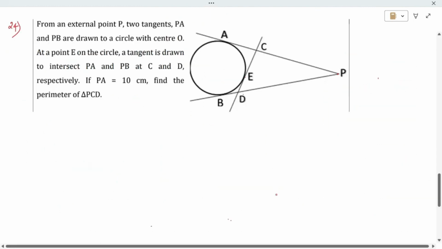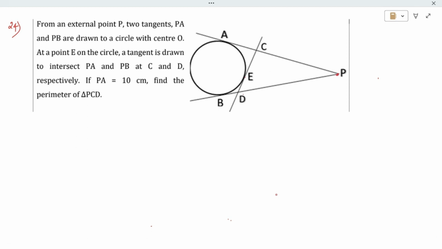Question number 24. From an external point P, two tangents PA and PB are drawn to a circle with center O. So I know the tangents from the external point to the points of contact on the circle are going to be equal in length, isn't it? So PA is equal to PB. Now, at a point E on the circle, another tangent is drawn to intersect PA at C and PB at D respectively. You can see these 2 points, isn't it?